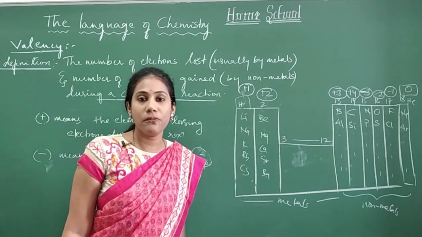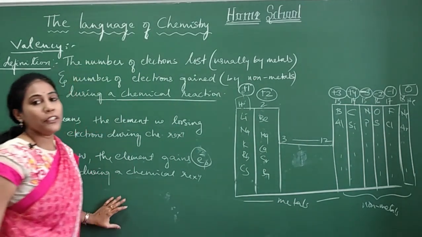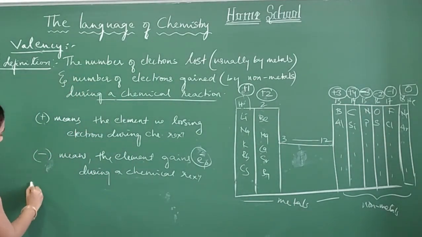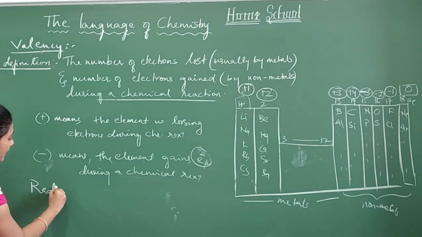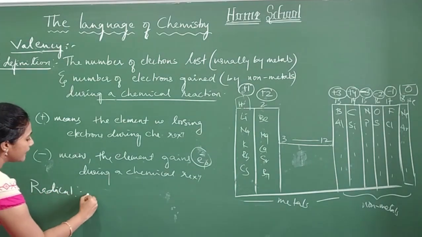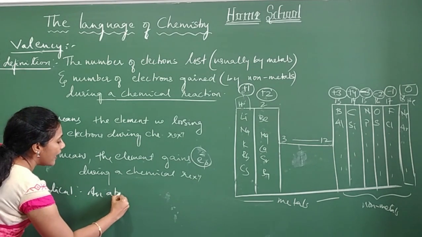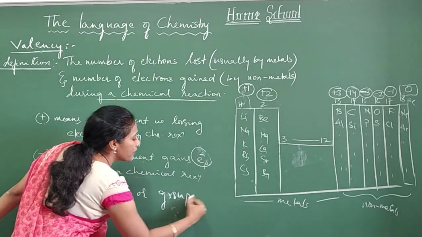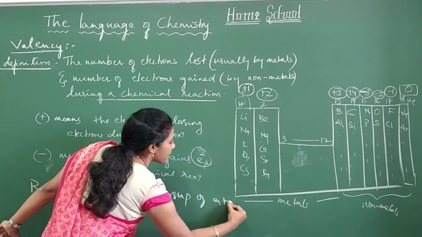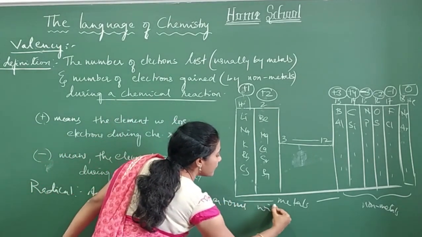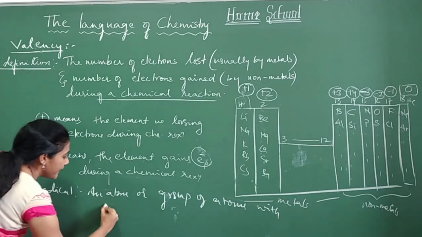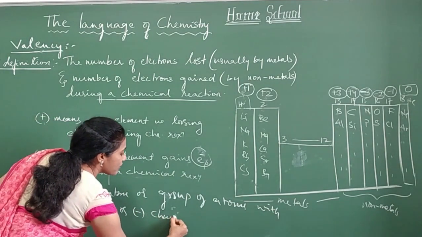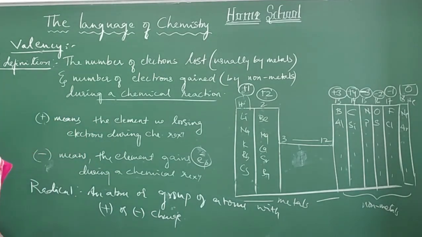They are very important. And now coming to the concept of radicals. So what do you mean by a radical? Radical is nothing but an atom or group of atoms with positive or negative charge. Positive or negative charge is called radical.